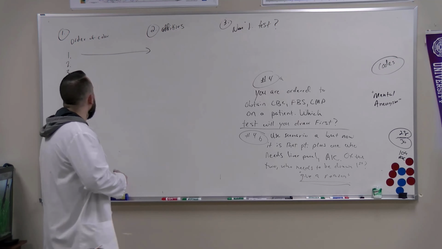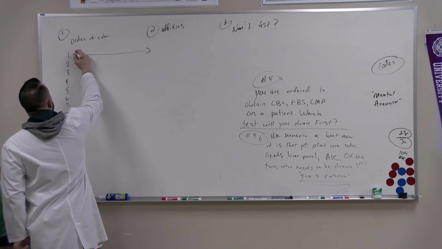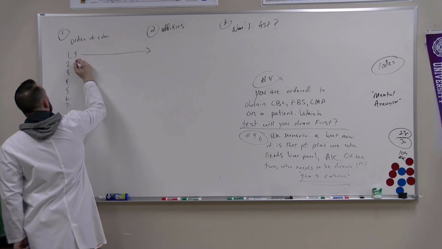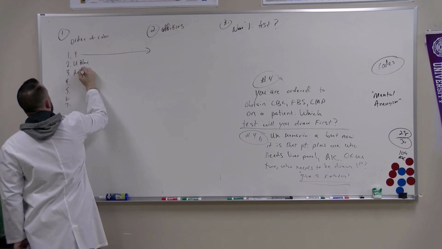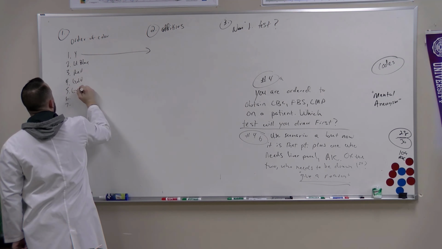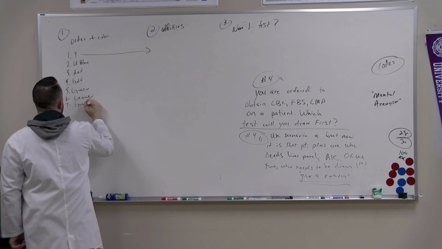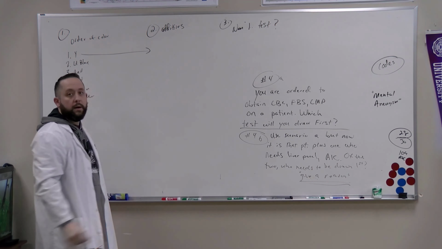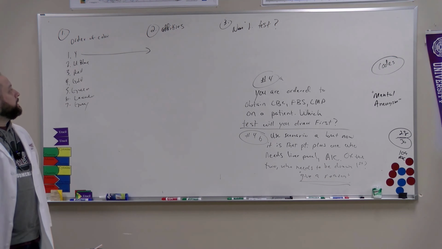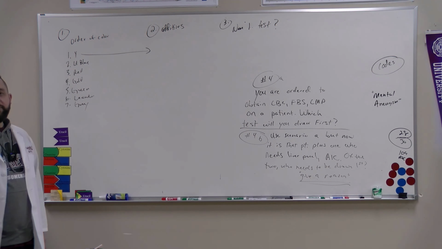Okay, right here you should have gotten yellow, blue, light blue, red, gold, green, lavender, and gray. Good. And that's as far as I have on memorizing anything to do with the tubes, if I'm gonna be honest. All right, did you add anything for additives?